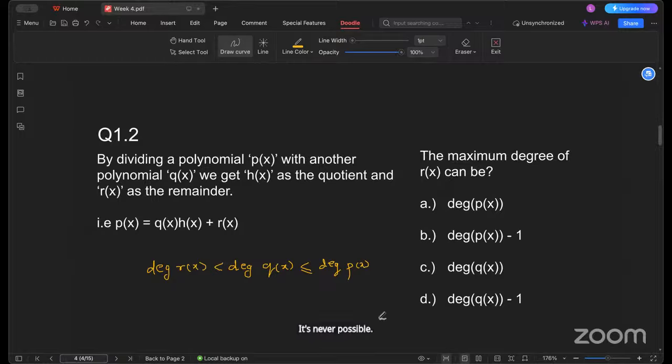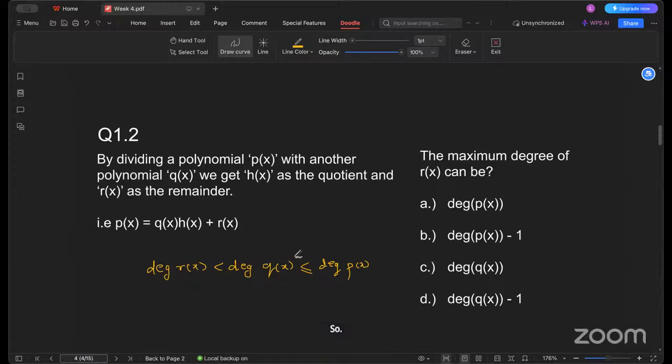No, ma'am, it's not possible. The remainder... So degree of R of x is always less than degree of Q of x and degree of P of x. Ma'am, you are saying degree of R of x cannot be equal to degree of P of x. You are saying that. Yes. Ma'am, suppose the dividend is a polynomial and the divisor is a constant, then it is possible, na?